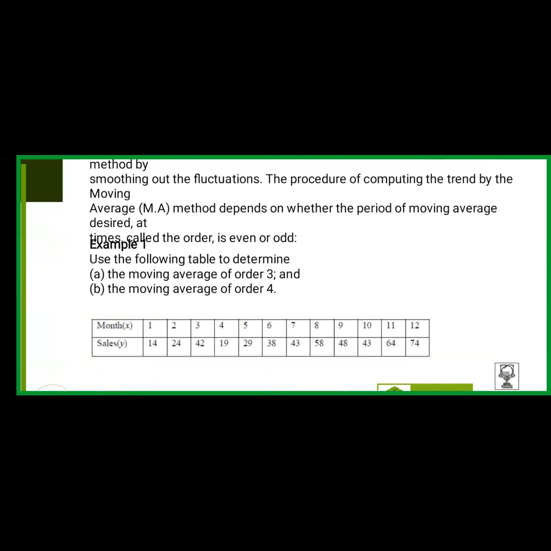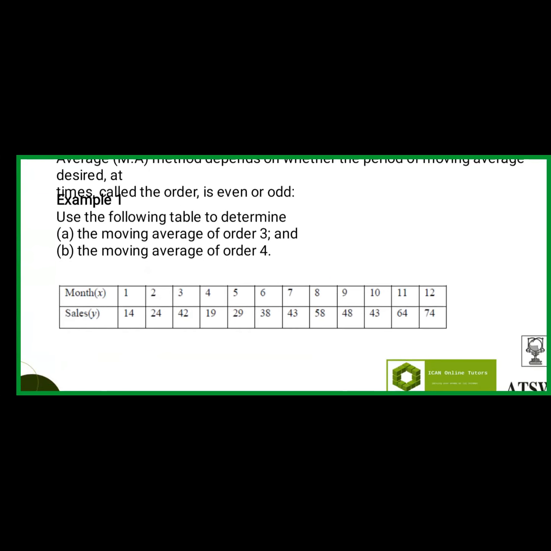Expand. First table month, second table sales. So the month is X, they even simplified it for you. Normally, if they did not put X in this month, you should know that it's X. This is not the first time of us identifying X. X is numbered. So you counting the column, you should know that this is X.